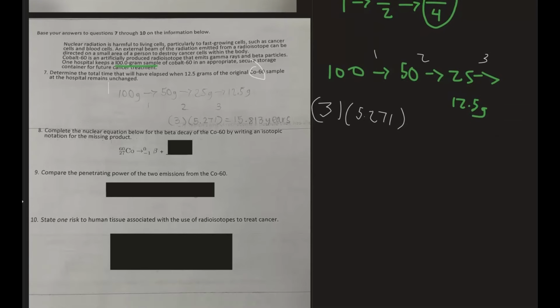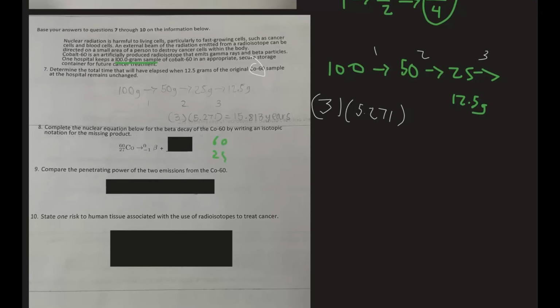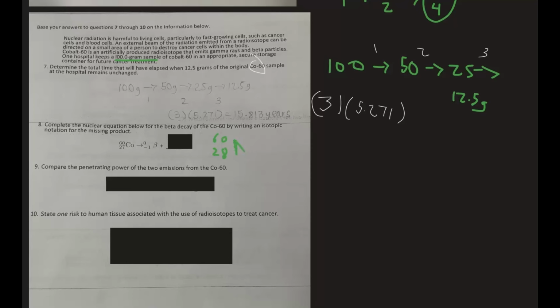All right, number 8. Complete the nuclear reaction below for the beta decay of cobalt-60 by writing an isotopic notation for the missing product. All right, so very similar question like the ones we've done before. Left side is 60, right side is 0, so we need 60 on top. Okay. Left side is 27, right side is -1, so we need 28. So what has 28 protons? Let's check. Looks like nickel. All right, so nickel has 28 protons, and so that should be our notation for that question.